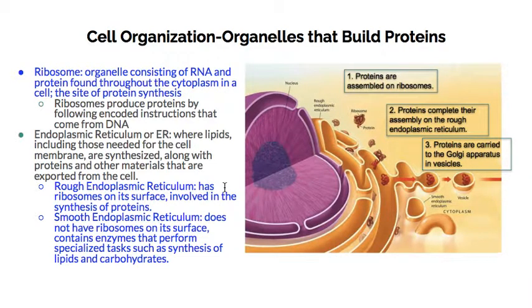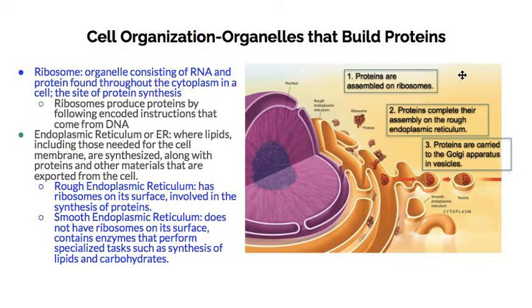So we have the rough endoplasmic reticulum and the smooth endoplasmic reticulum. The rough endoplasmic reticulum has ribosomes on its surface. That's why it's called rough, because of those ribosomes, and it's involved in the synthesis of proteins. The smooth endoplasmic reticulum does not have ribosomes on its surface. It contains enzymes that perform specialized tasks such as the synthesis of lipids and carbohydrates. So here are these steps for our organelles that build proteins.